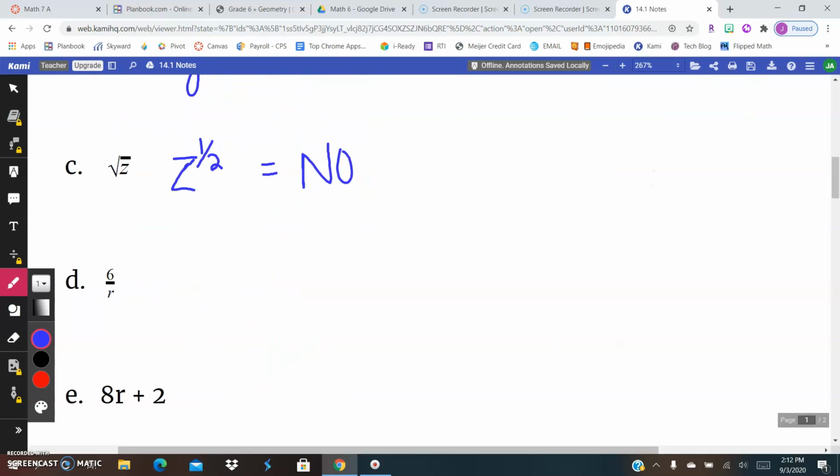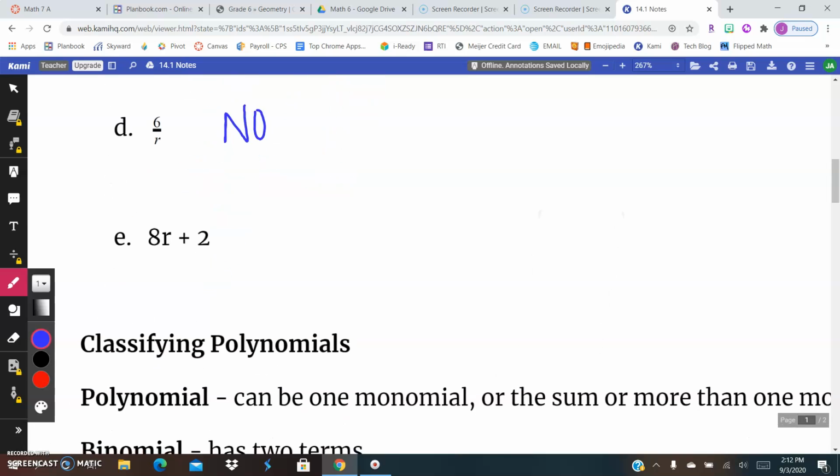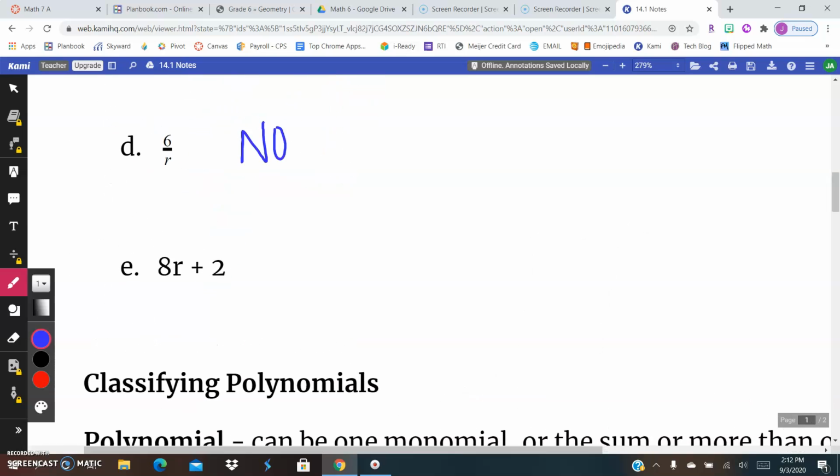The next one, 6 over r, 6 divided by r. That's a variable in the denominator. So no, that one doesn't work. And our last one here is 8r plus 2. That is not all multiplication. We cannot have 2 terms, so no, that's not a monomial as well.